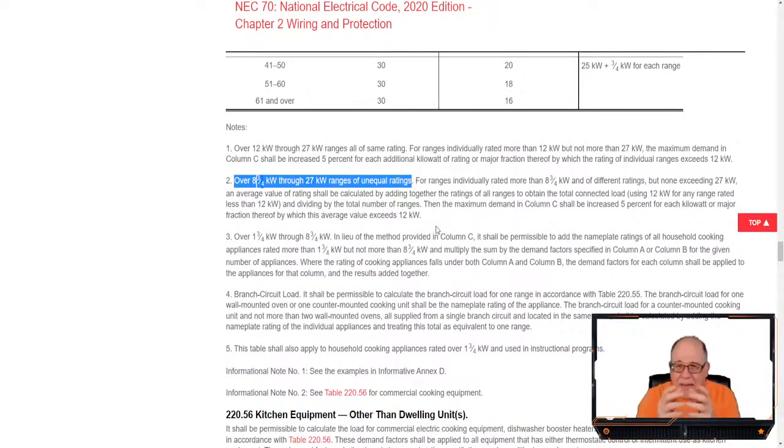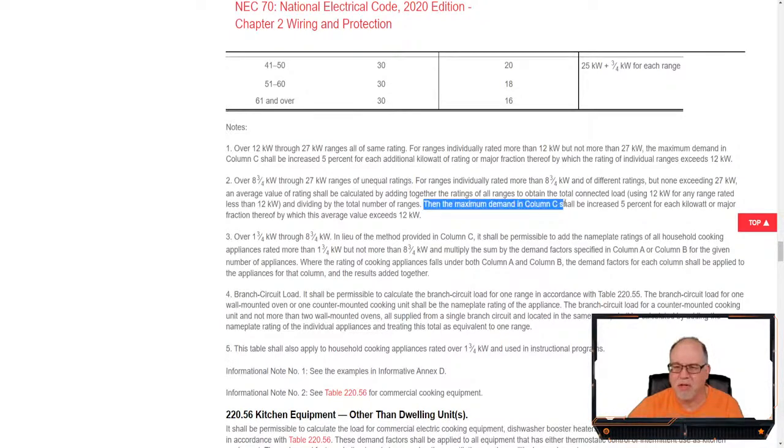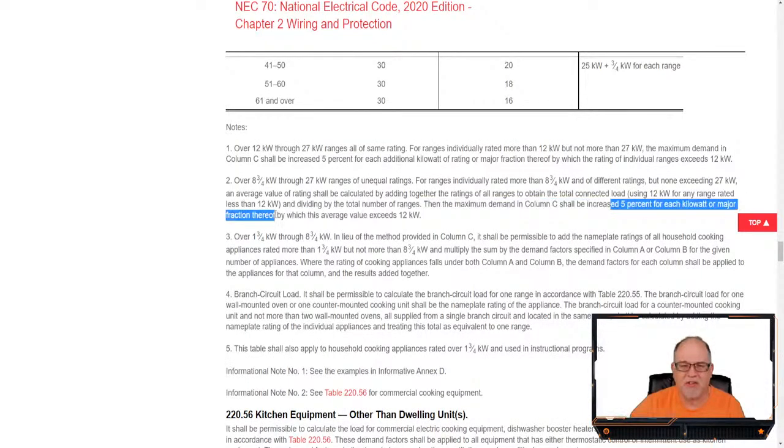Now, once we establish that average, we have to look and see how many kW that average is over 12 kW. And that's what it says in this last line. It says when the maximum demand in column C is used, then the maximum demand in column C shall be increased 5% for each kilowatt or major fraction thereof by which the average that we just computed exceeds 12.